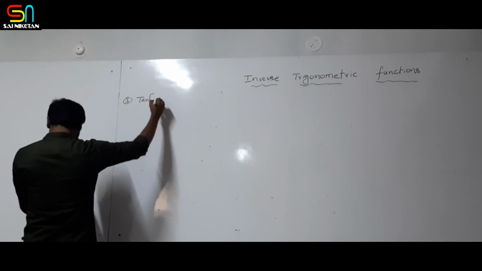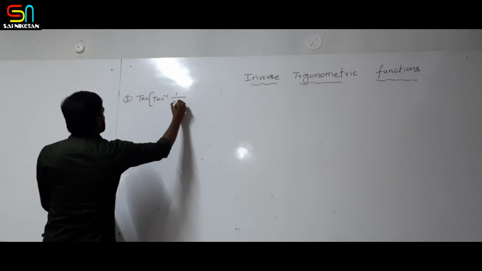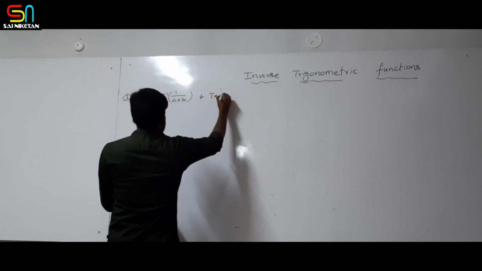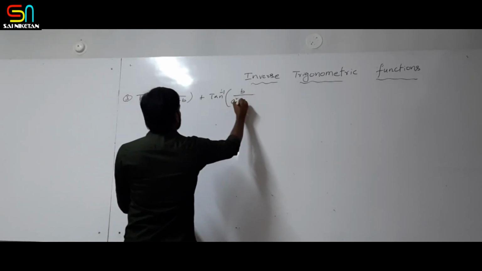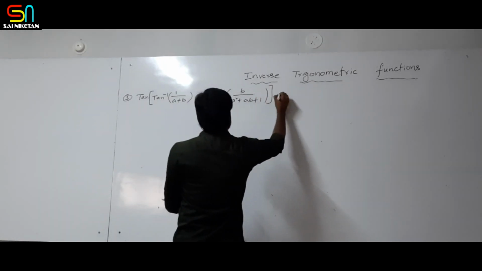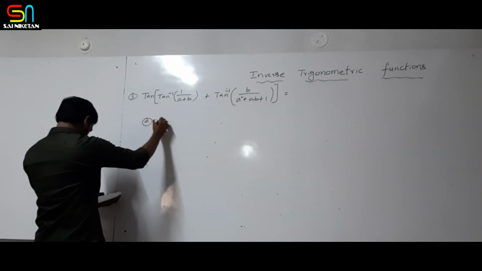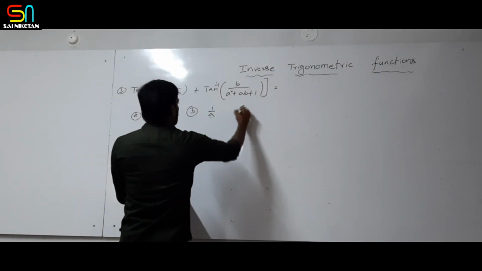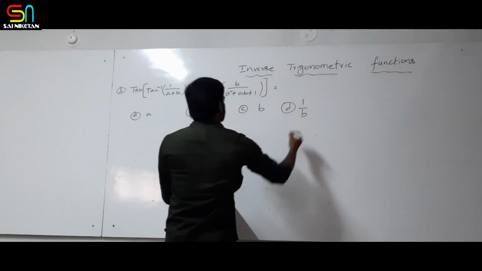tan inverse of 1 by a plus b plus tan inverse of b by a square plus ab plus 1 is equal to. Now option A, 0; option B, 1 by a; option C, b; option D, 1 by b.